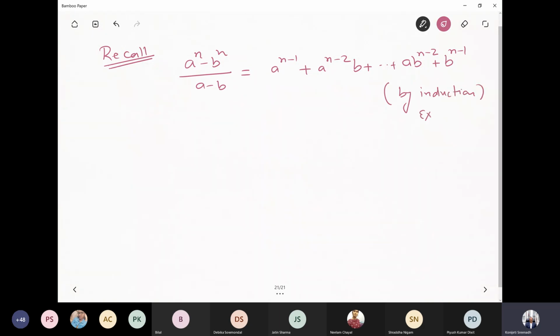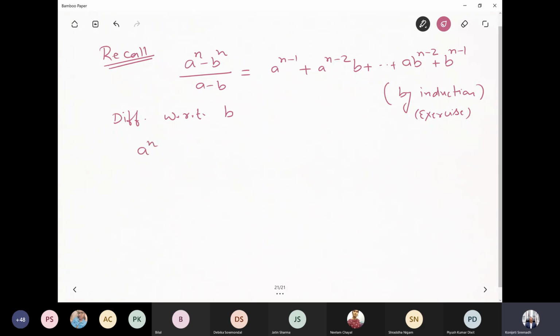So I leave this as an exercise to you. Try. Before I share the notes, one can try this. Okay, so I take this and differentiate this with respect to b. Differentiate with respect to the variable b.